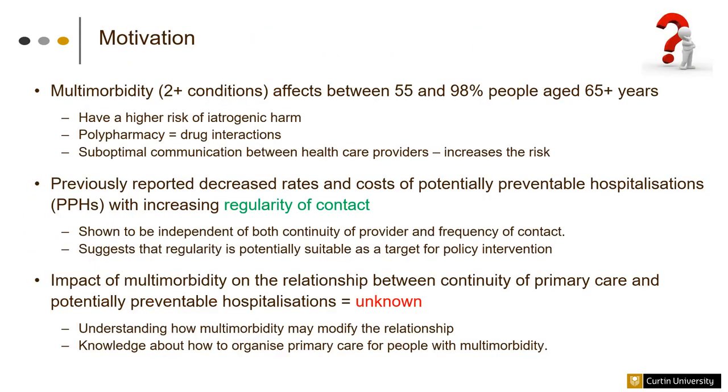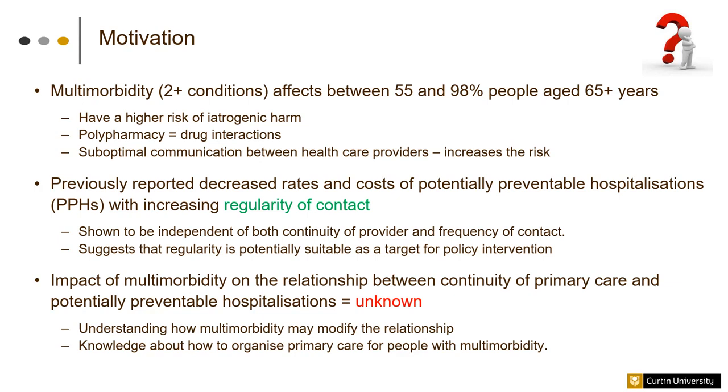In this particular study, we are focusing on multimorbidity, which is defined as 2+ conditions. Multimorbidity is increasingly common and increases with age. It infers a higher risk of iatrogenic harm, largely through issues with polypharmacy. Suboptimal communication between healthcare providers in patients with multimorbidity increases the risk of inappropriate and inadequate care.